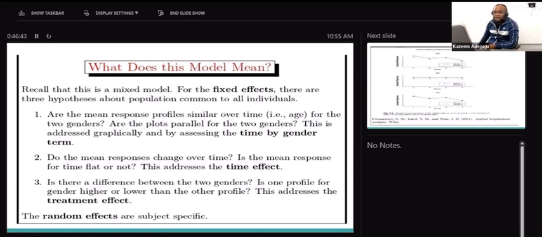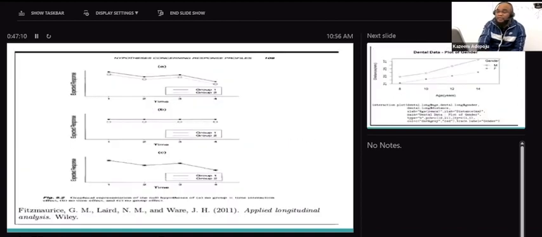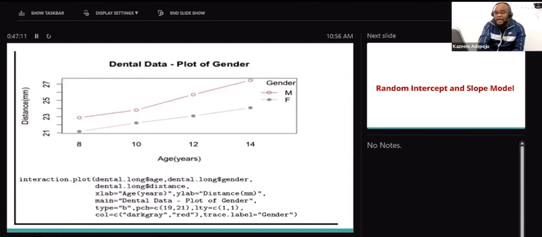Okay? Does the mean response change over time? Is the mean response over time flat or not? That addresses the time effect. Is there a difference between the two genders? If I want to know whether there is a difference between the two genders, we look at the p-value associated with gender. And don't forget, the random effects are subject specific. That I plotted here. I quickly want to move on.